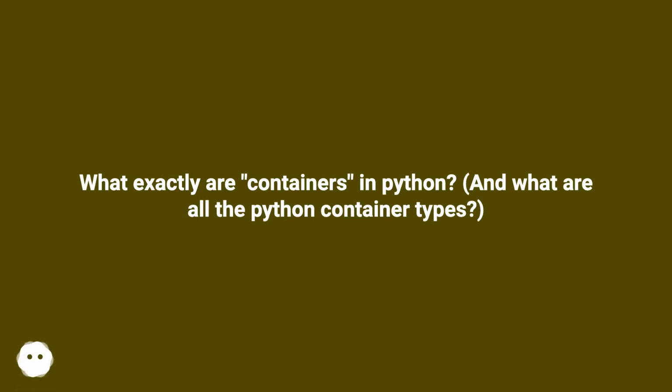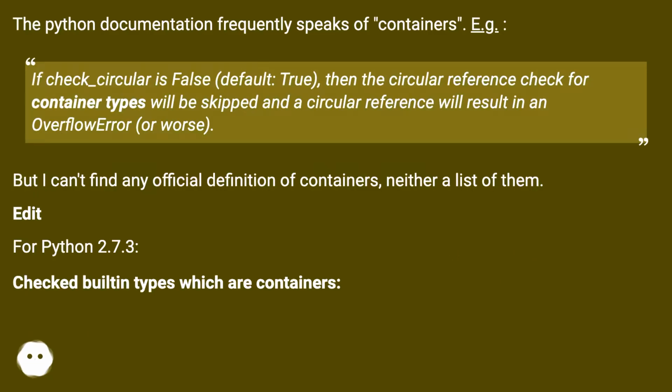What exactly are containers in Python? And what are all the Python container types? The Python documentation frequently speaks of containers. E.g., if check_circular is false (default: true), then the circular reference check for container types will be skipped and a circular reference will result in an overflow error, or worse. But I can't find any official definition of containers, neither a list of them.